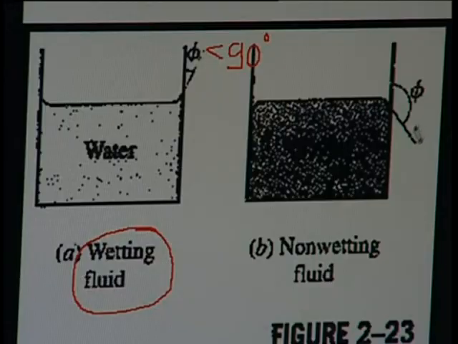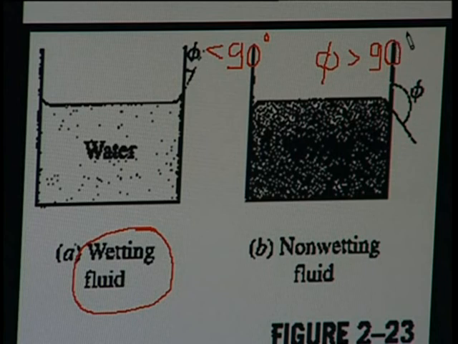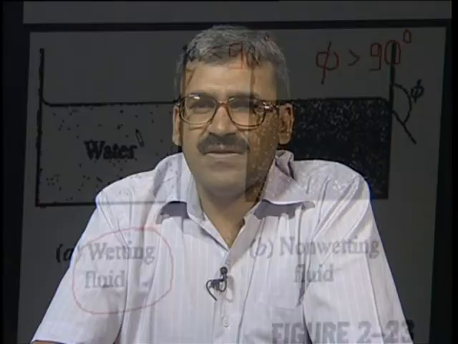If phi is greater than 90 degrees, as we see in this figure, then this type of fluid does not wet that kind of surface. Like mercury, mercury does not wet the glass, but water wets the glass. So, we have understood the difference between wetting fluid and non-wetting fluid.